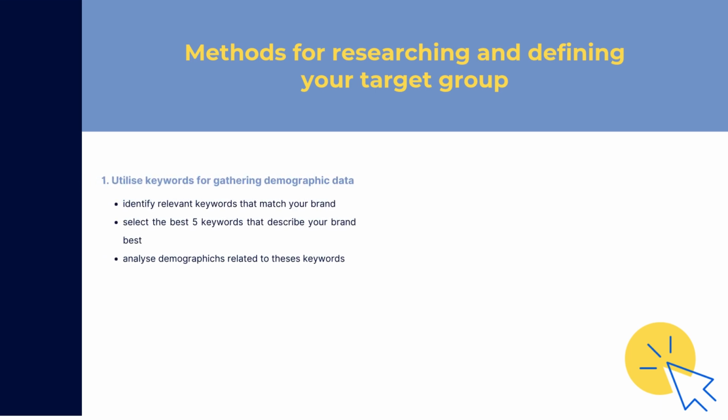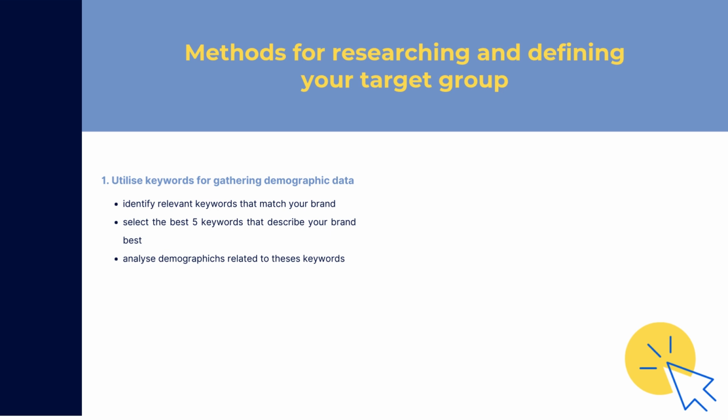First, use keywords to gather demographic data. Tools like Google Trends can show you how certain keywords have trended over time, and even give you insights about the people searching for them. This is a great way to learn more about who is interested in what you offer.